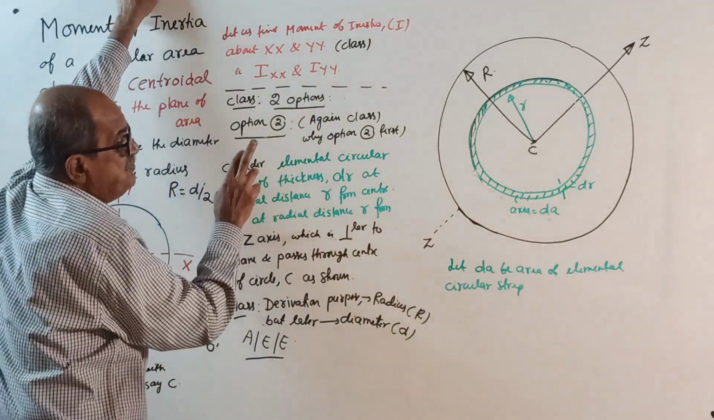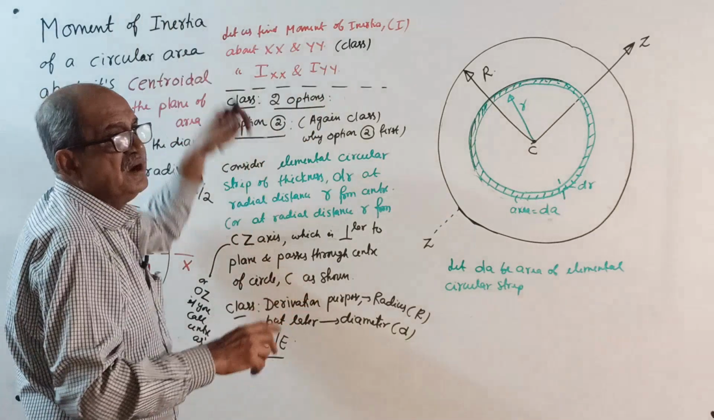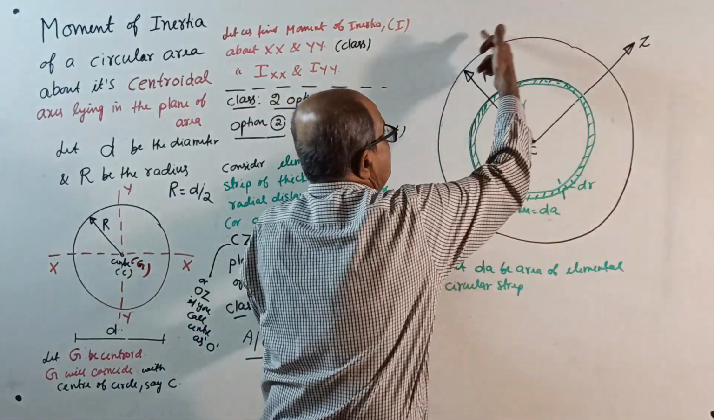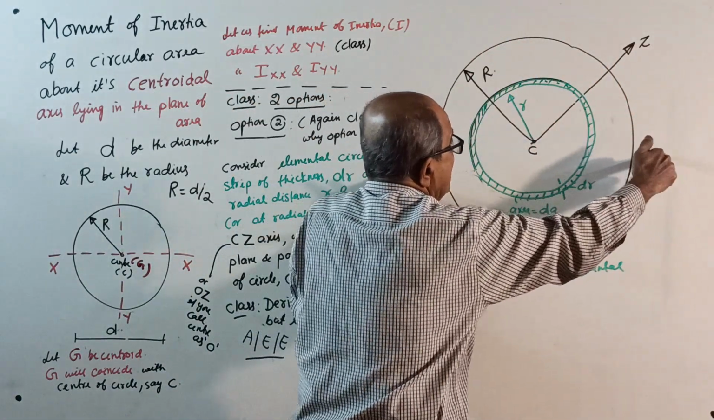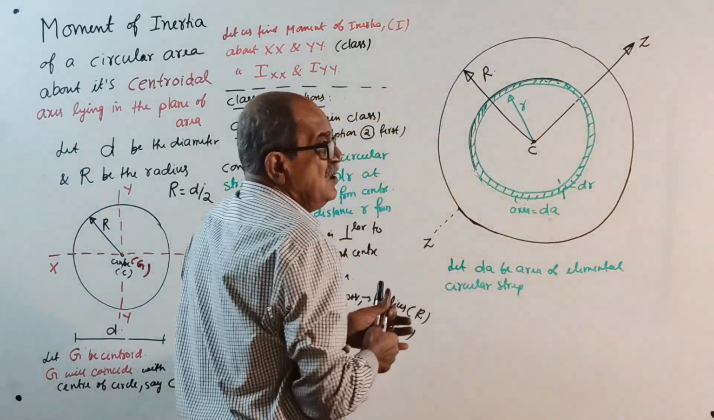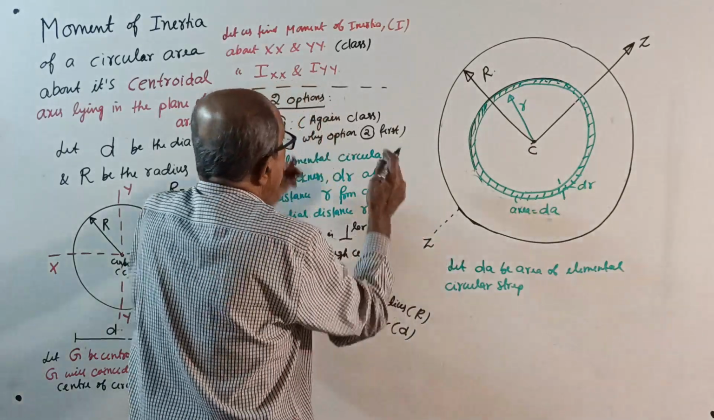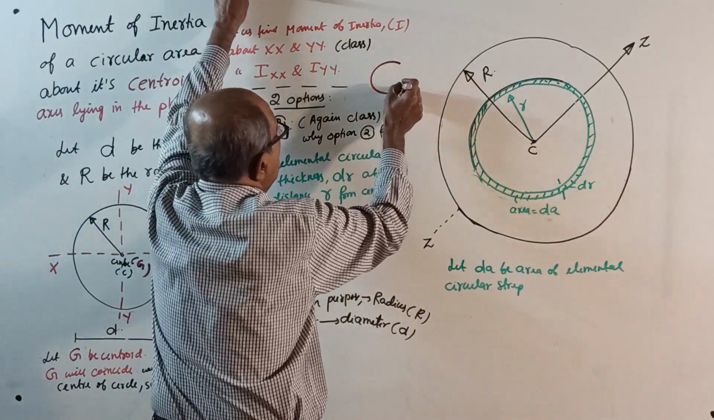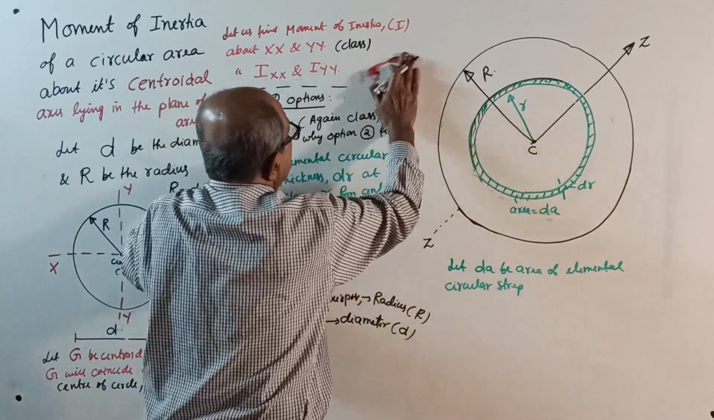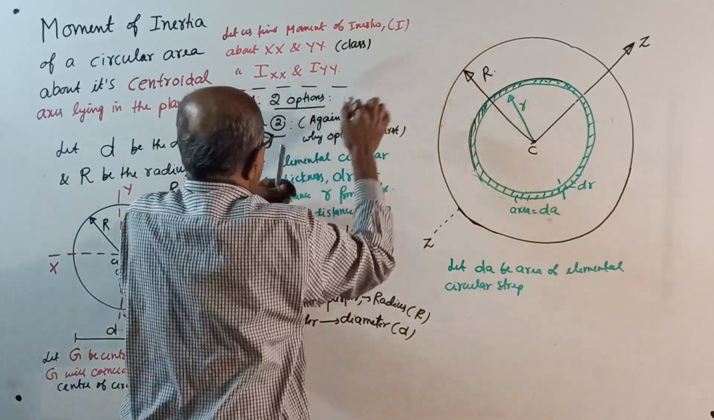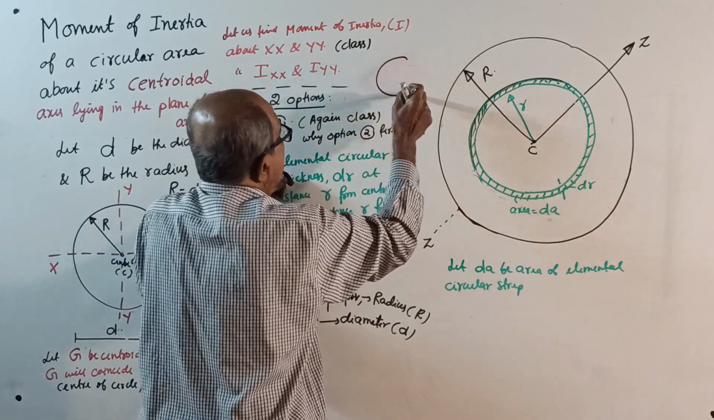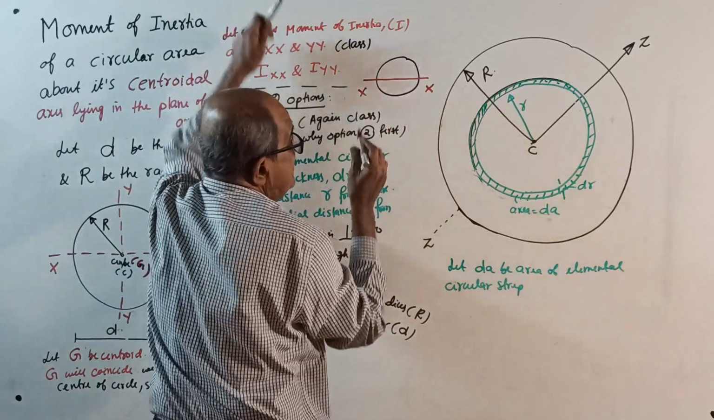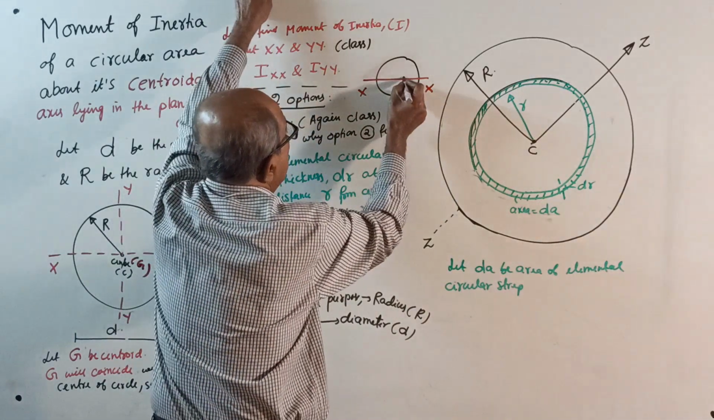Option 2, make a note here. In option 2, directly you won't get IXX, IYY. See, this is circle. See, this is XX axis. Don't mark XX. This is YY axis. One thing you remember now, I should not tell this way. If you consider a circle this way, and mark XX axis here, then all your distances will be vertical.